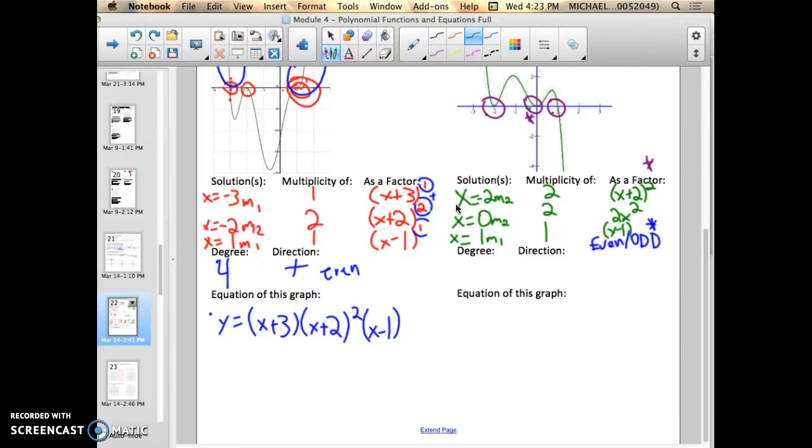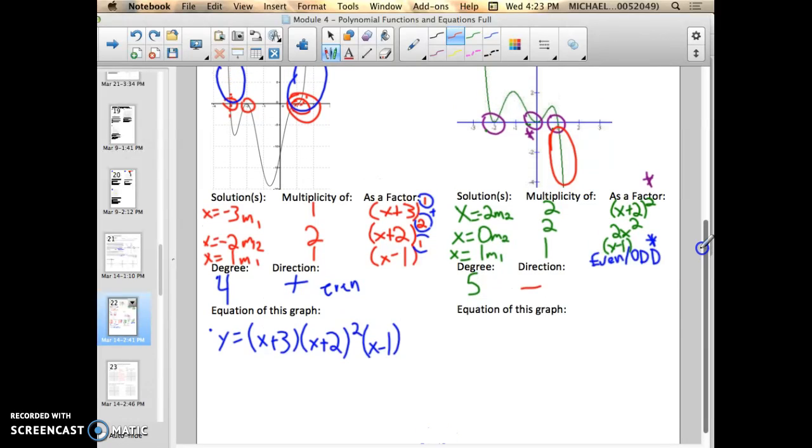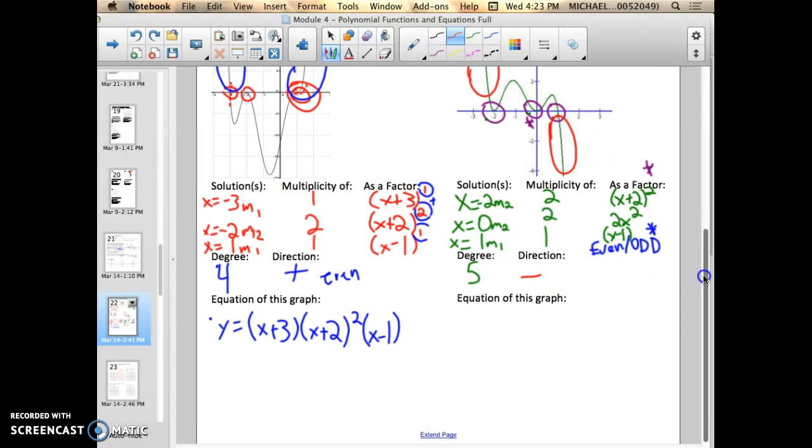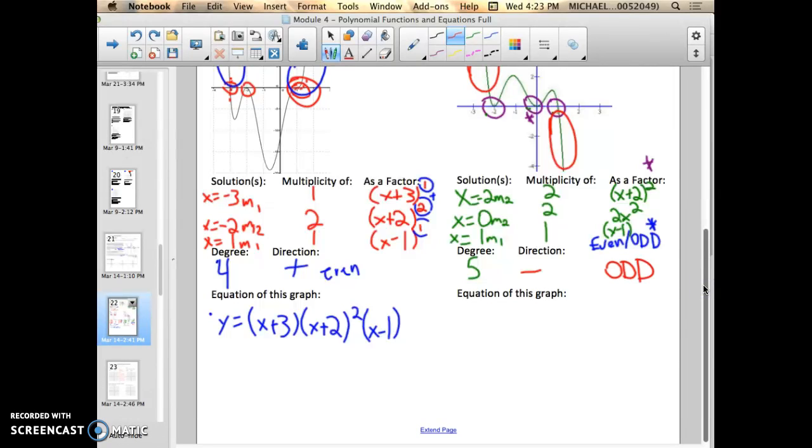The degree, 2 plus 2 plus 1, is 5. The direction, in this case, it's going down. Hopefully you saw that. So it's negative, and it's even or odd. One endpoint's going down, the other one's going up. So in this case, it is odd. Now, the equation to finalize it, y equals, and I have to write negative now because I identified the direction is going down. And it's parenthesis x plus 2 squared times 2x squared times x minus 1.